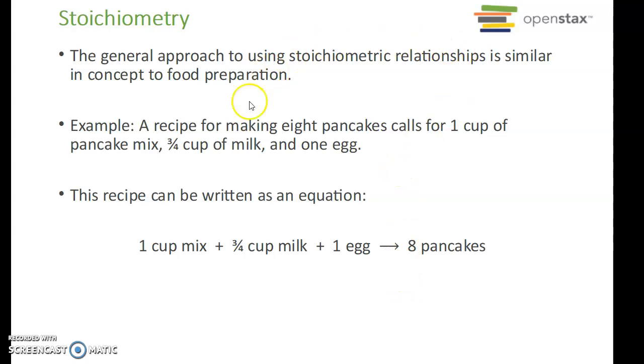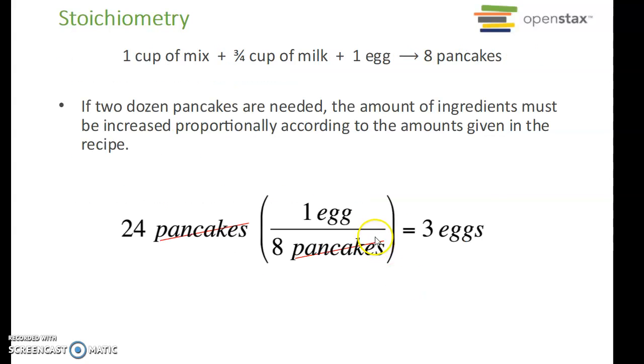So the concept is similar to the concept in food preparation. If you're at home making 8 pancakes, and the recipe calls for 1 cup of pancake mix, 3/4 cup of milk, and 1 egg, you can write this as your initial materials, and this is what you hope to get out of it. Now, if you have somebody else with you as well, how much do you need if you want to make 24 pancakes instead?